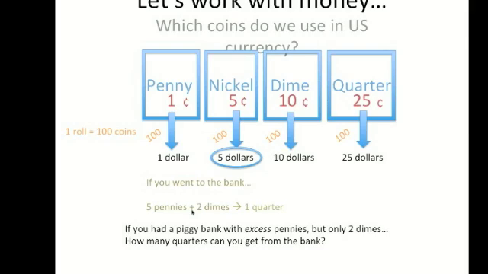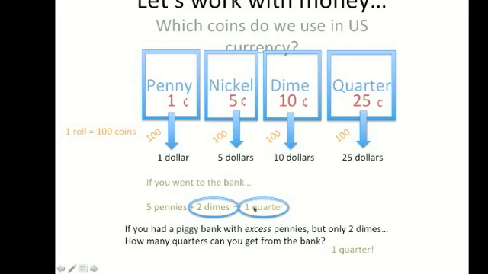If I had a piggy bank with excess pennies, what does excess mean? Excess means extra. So if I've got a piggy bank with an unlimited amount of extra pennies, but I've only got 2 dimes, then how many quarters can I possibly make? How many quarters can I get back from the bank? Hopefully now you're thinking that if I've got 2 dimes, I can make 1 quarter.